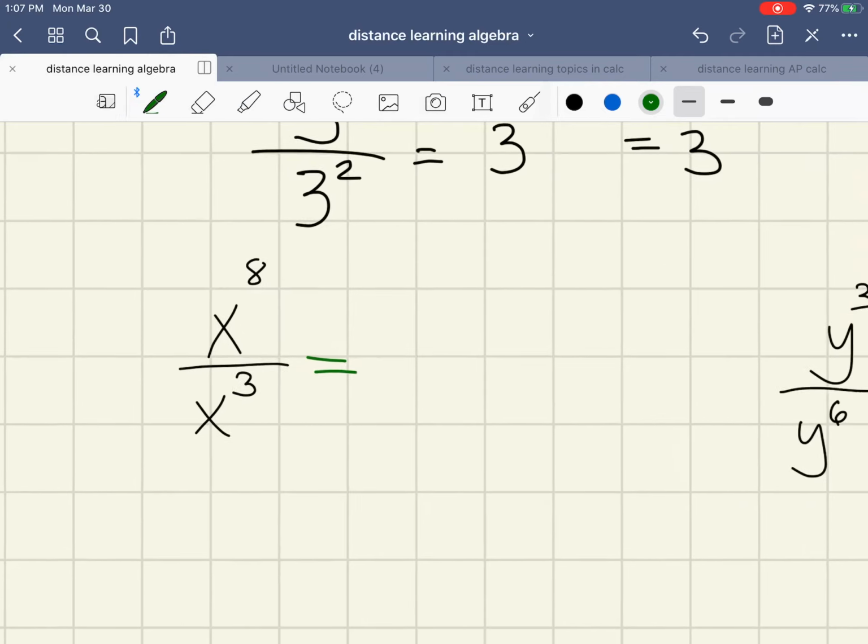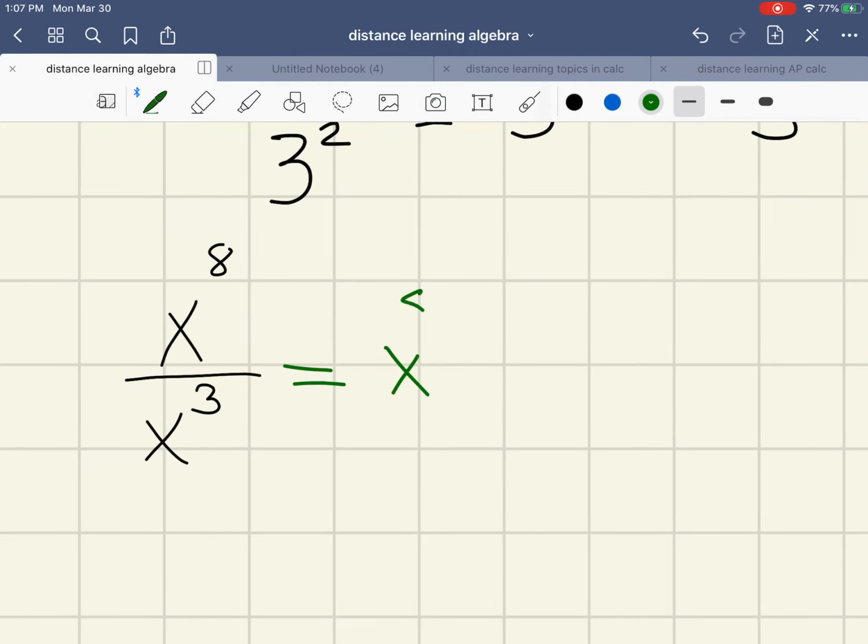If you have x to the 8th over x to the 3rd, you're going to write it as x to the 8 minus 3. Subtract and get x to the 5th.